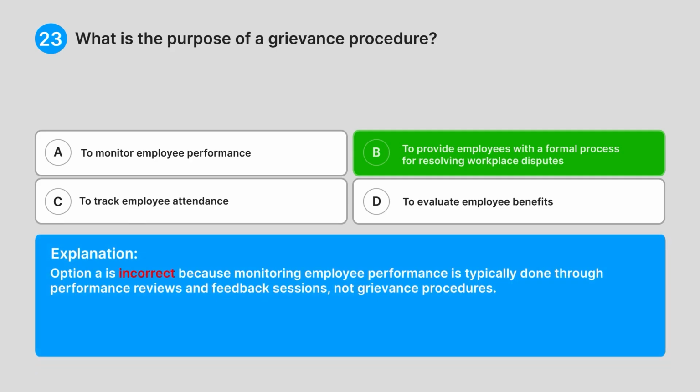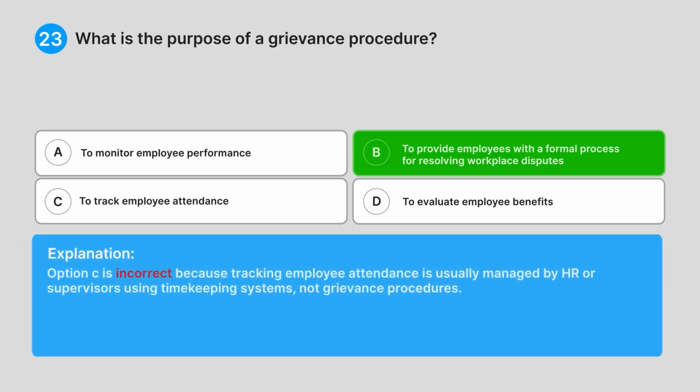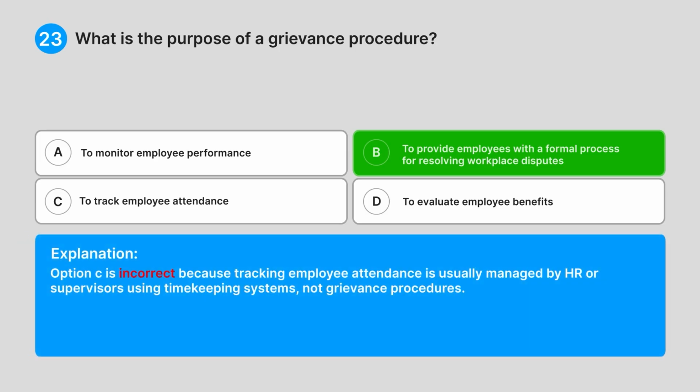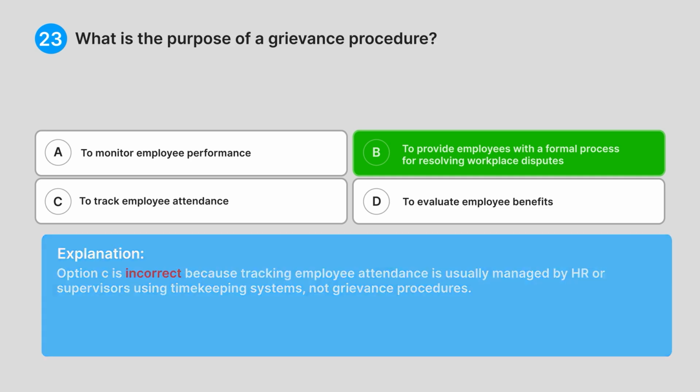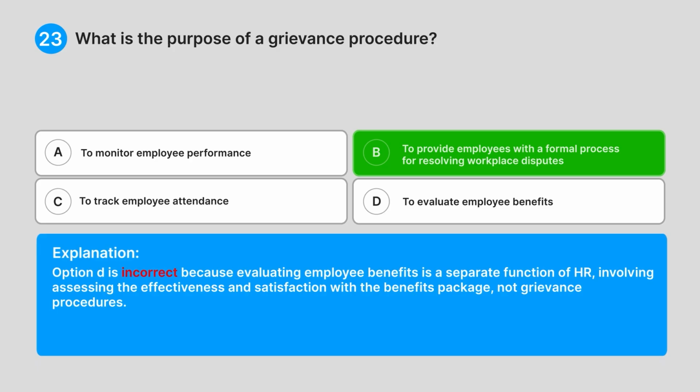Option A is incorrect because monitoring employee performance is typically done through performance reviews and feedback sessions, not grievance procedures. Option C is incorrect because tracking employee attendance is usually managed by HR or supervisors using timekeeping systems, not grievance procedures. Option D is incorrect because evaluating employee benefits is a separate function of HR, involving assessing the effectiveness and satisfaction with the benefits package, not grievance procedures.